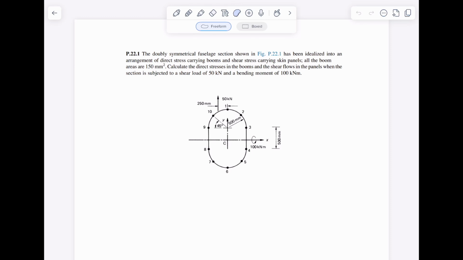The doubly symmetric fuselage section, shown in the figure below, has been idealized into an arrangement of direct stress carrying booms and shear stress carrying skin panels. All the boom areas are 150 millimeters squared. Calculate the direct stress in the booms and the shear flows in the panels when the section is subjected to a shear load of 50 kilonewtons and a bending moment of 100 kilonewton meters.